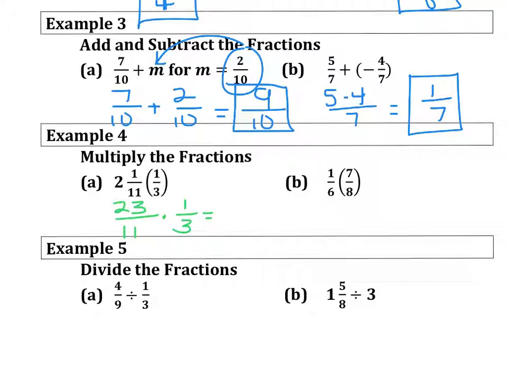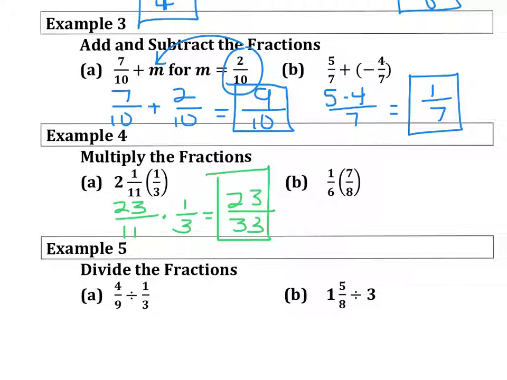So now we have our two fractions ready to be multiplied. Again, we don't have to change much, so we can just simply multiply straight across. So we will multiply 23 by 1 and 11 by 3. So our numerator will now be 23. Our denominator will now be 33. And 23 is a prime number that does not go into 33, so we are fully simplified.